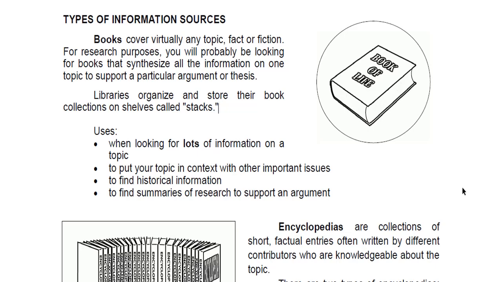Aside from that, another use is to put your topic in context with other important issues. You can find different topics about different contexts in the book, and you can connect those topics to important issues. Next, to find historical information, we can find histories in a book, to be specific, in a history book or in an Araling Panlipunan book.